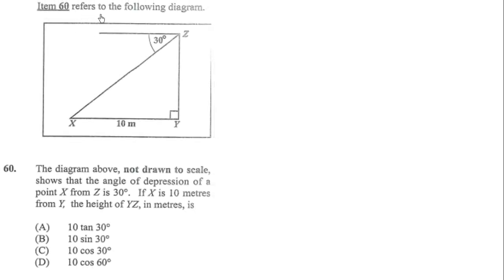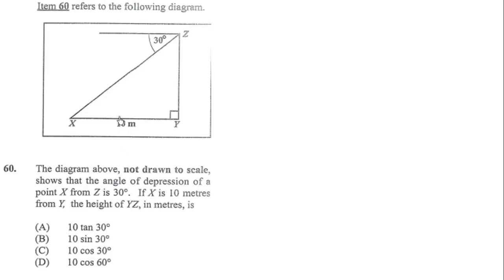Item 60 refers to the following diagram. The diagram above, not drawn to scale, shows that the angle of depression of a point X from Z is 30 degrees. If X is 10 meters from Y, the height of YZ in meters is.